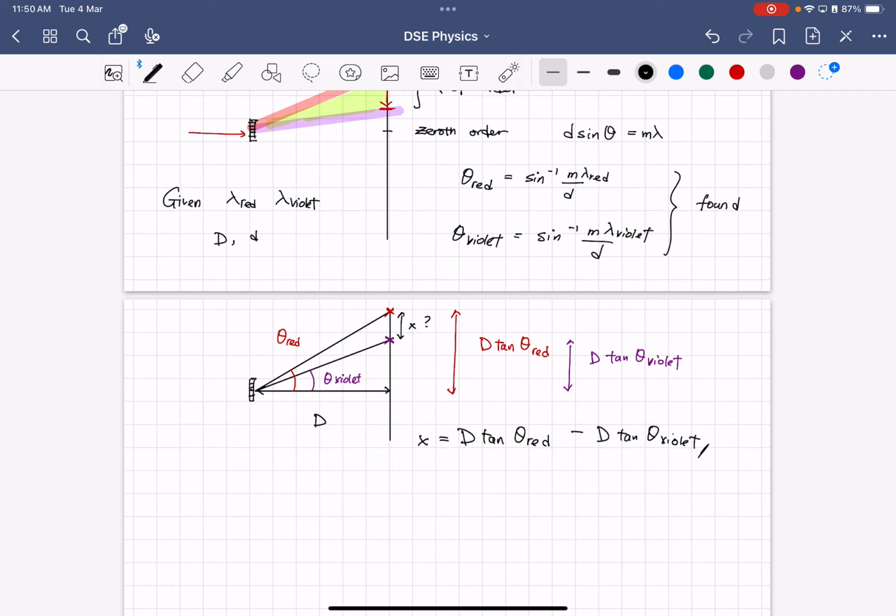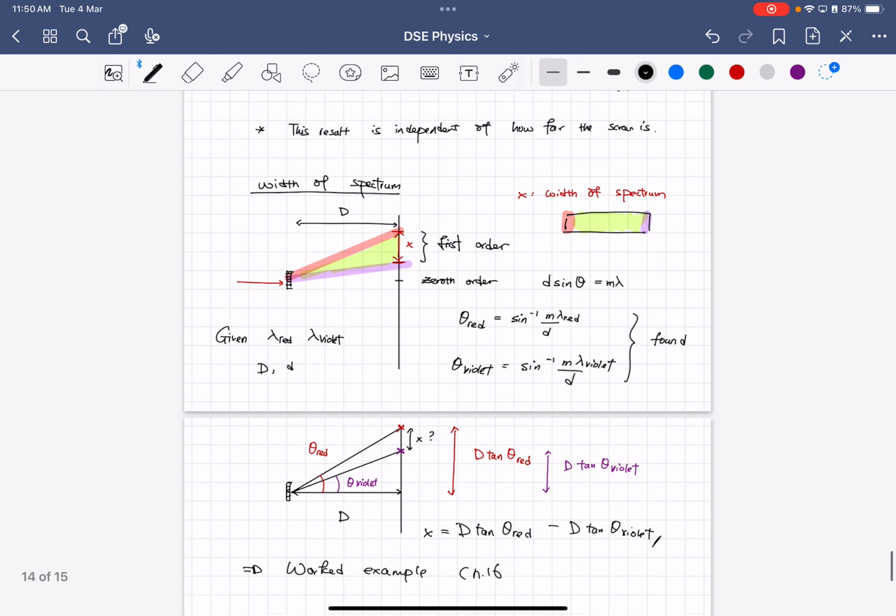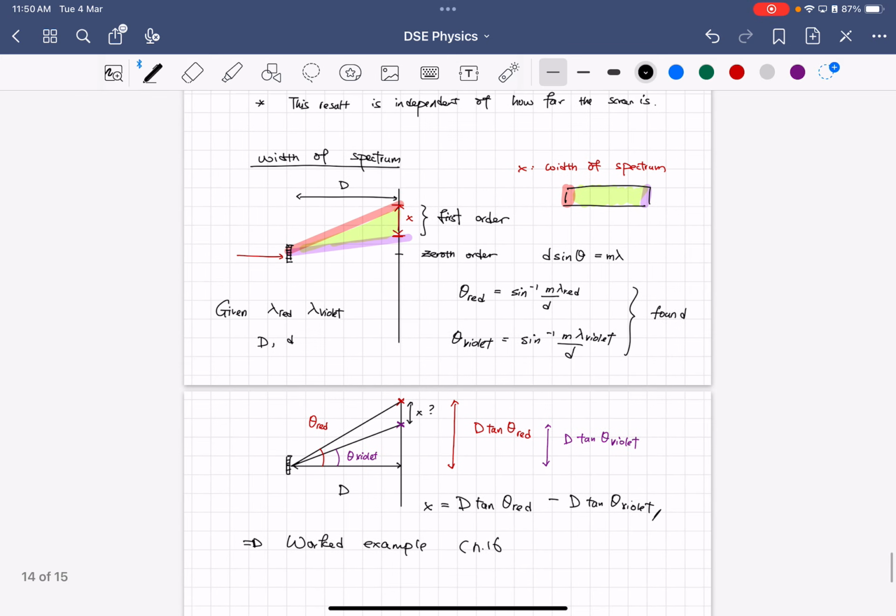If you want to have practice, you can go to the worked example in your textbook. I think it's in topic 13 or 16. Then you can find that one and write it out once if you want to practice. This is the diffraction grating and the double slit.